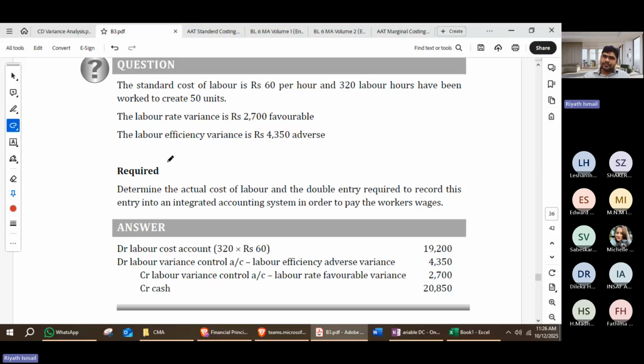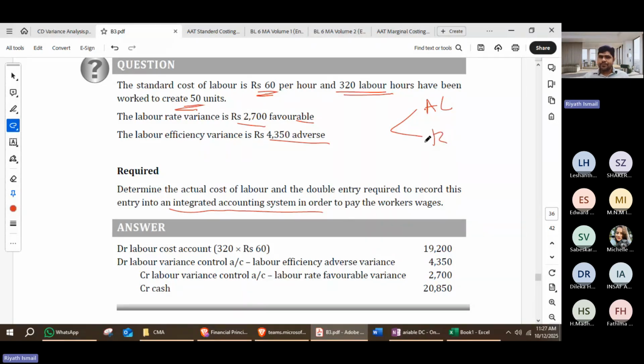The standard cost of labor is 60 rupees per hour, and 320 hours have been worked to create 50 units. The labor rate variance is 2,700 favorable, and the labor efficiency variance is adverse. Determine the actual cost of labor and the double entry required to record this into the integrated accounting system, not the financial accounting system. If it is the financial accounting system, you should get the actual labor cost and the amount paid or payable. That's what you have to account for in financial accounting.